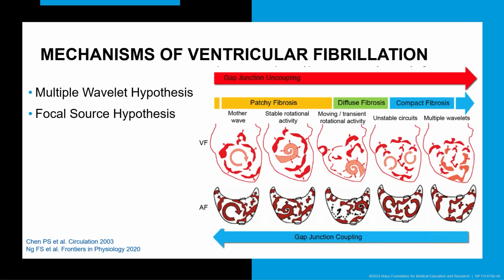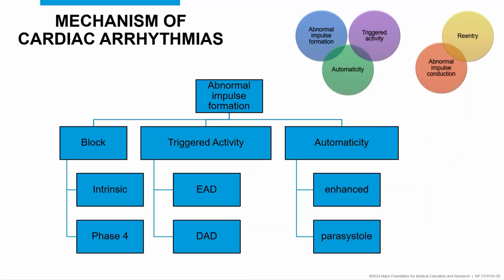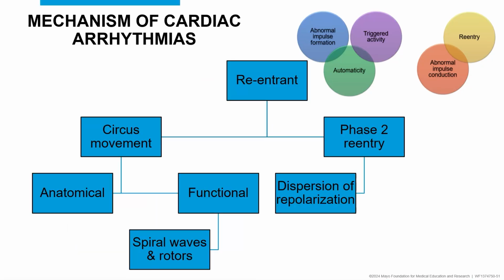The epicardium is also interestingly happening at a different rate. So those two hypotheses to be aware of for fibrillation. Just to summarize there with abnormal impulse formation, we spoke about the types of block that would come up. Triggered activity, early afterdepolarizations, delayed, automaticity, enhanced, and parasystole. And then re-entry, regular circus movement where you've got these anatomical obstacles like scars, valves, you need slow conduction. And then phase 2 re-entry where you've got this dispersion of repolarization.